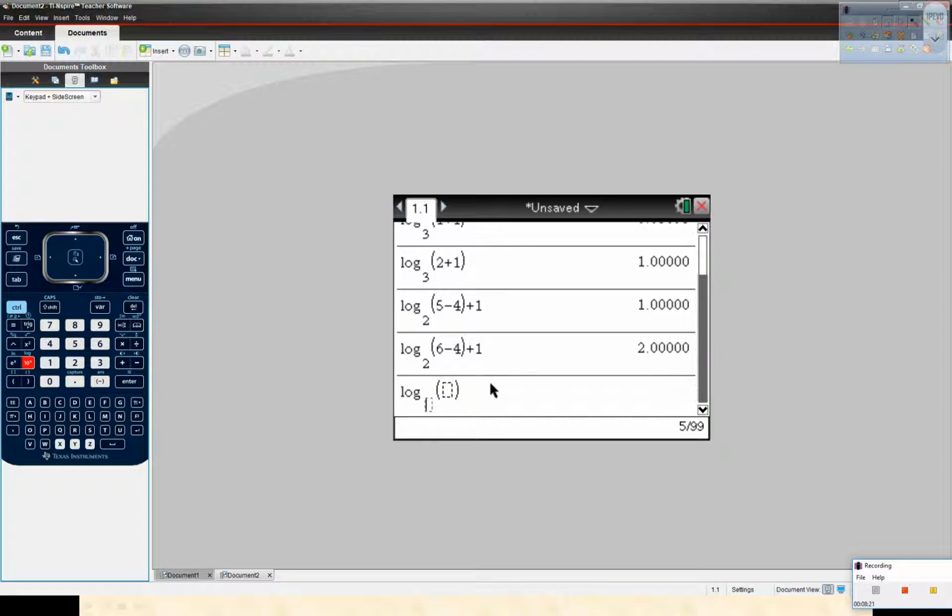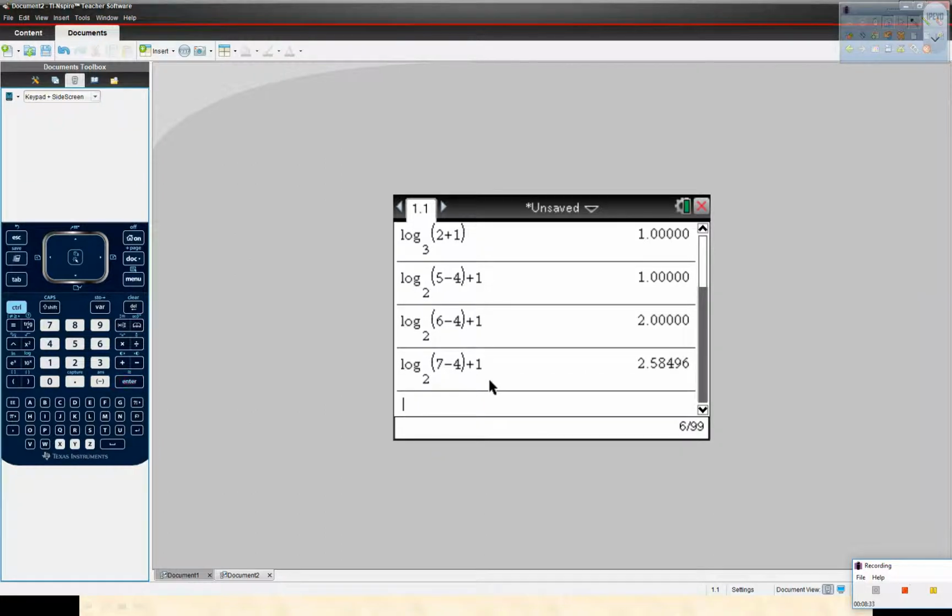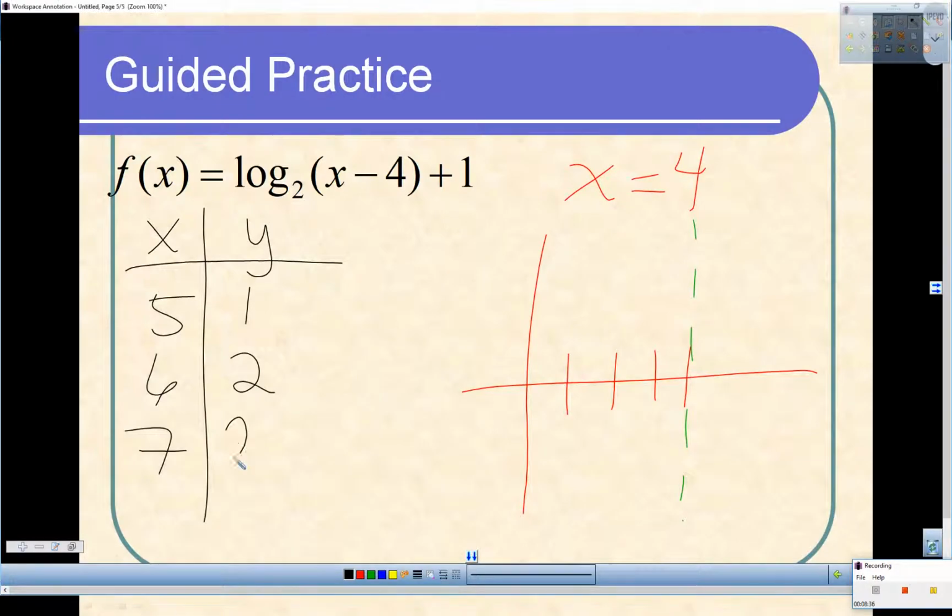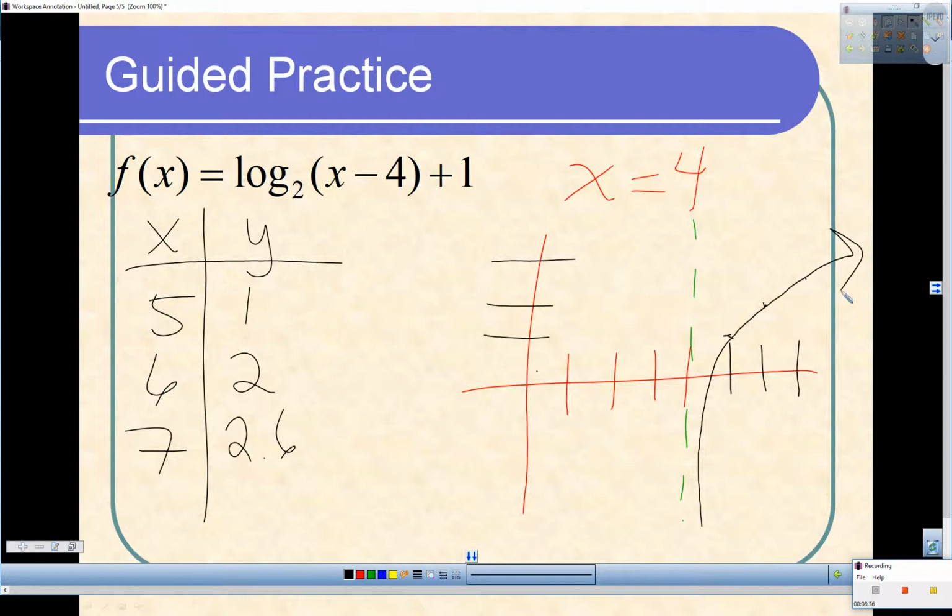So then log base 2 of 7 minus 4 plus 1, and that gives me 2.6, so 2.58. And we can just graph those points, so 5, 6, 7. So 1, 2, 3. Right, so 5, 1. 6, 2, and then 7, 2.6. And then connect those with your log shape, and that will be the graph of that log. All right, that's it for today's lesson.